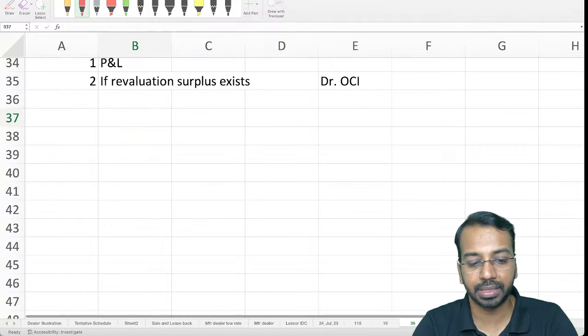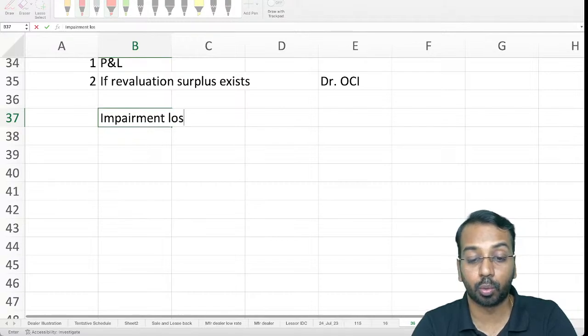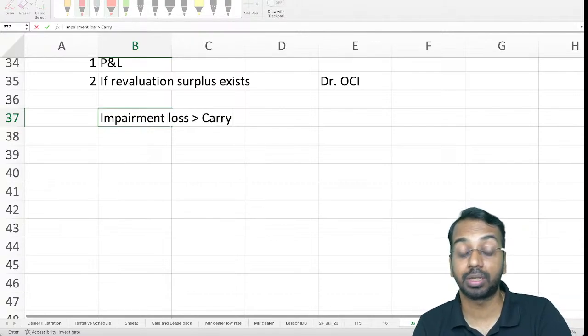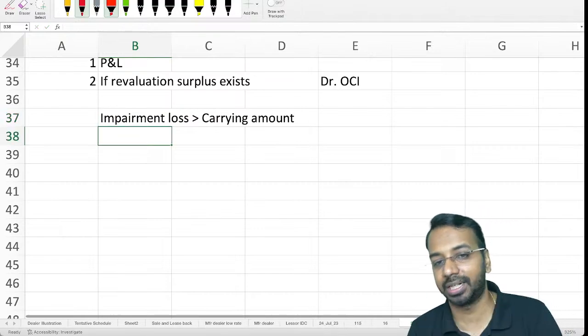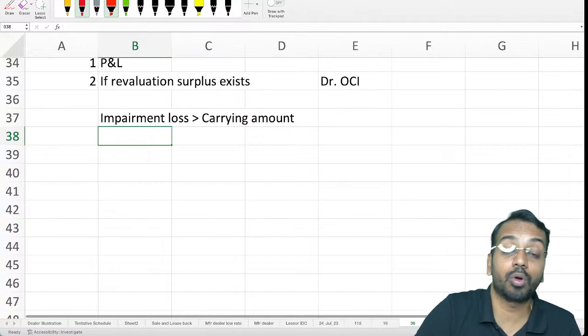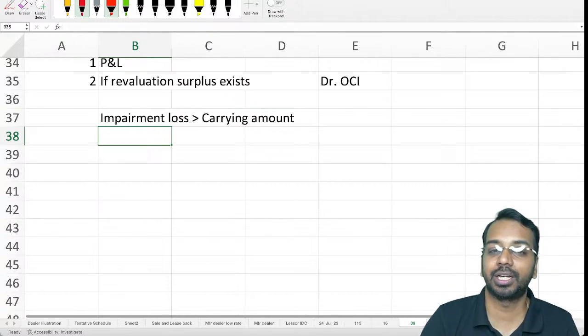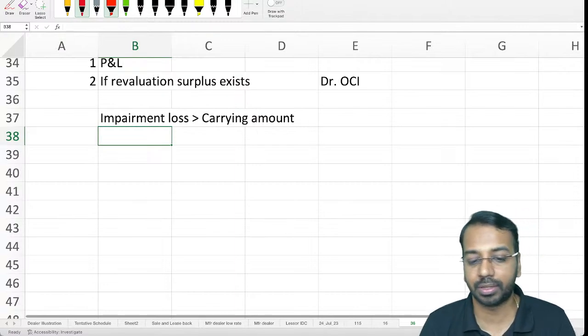Sometimes what may happen is impairment loss is greater than the carrying amount. Why can impairment loss be greater than carrying amount? Maybe it is possible we have already depreciated that asset, so the carrying amount is near about 0, and we have to incur some cost to dispose it. Because of which the impairment loss is greater than carrying amount.